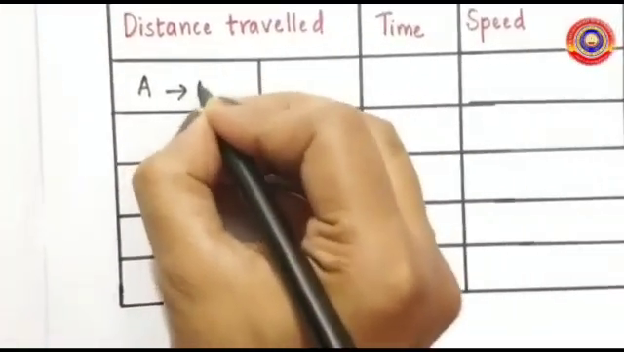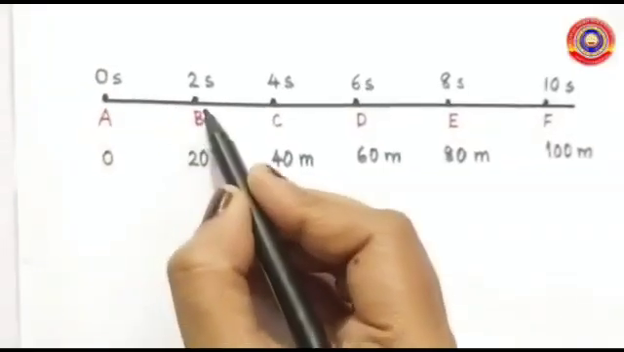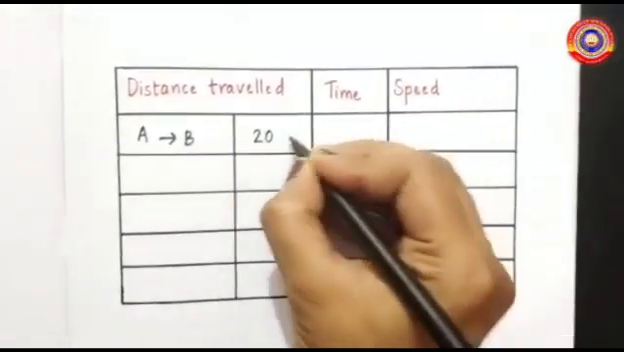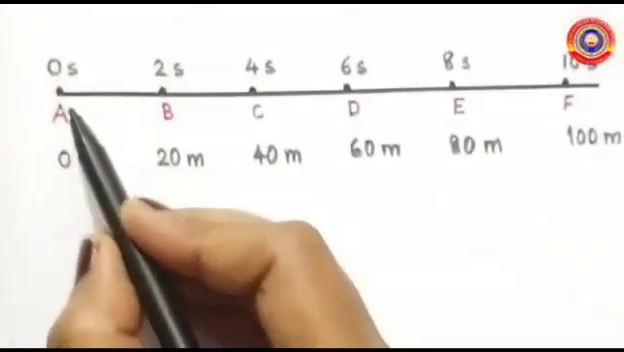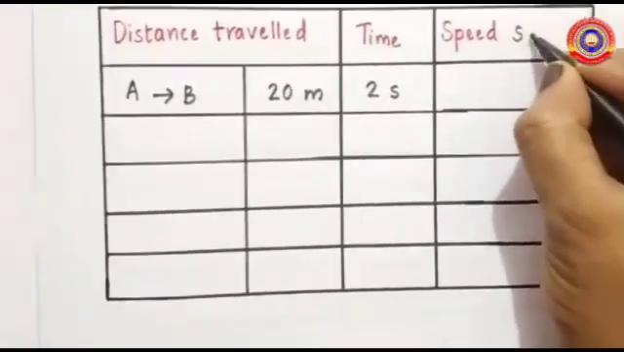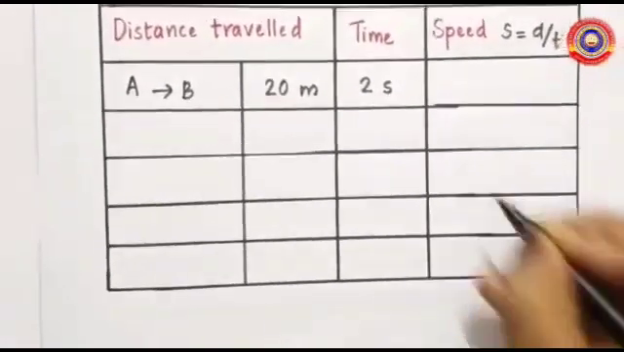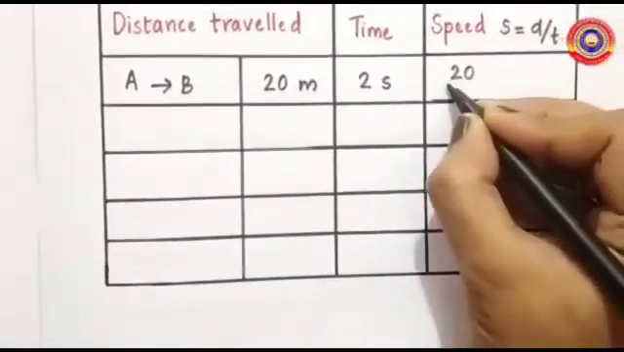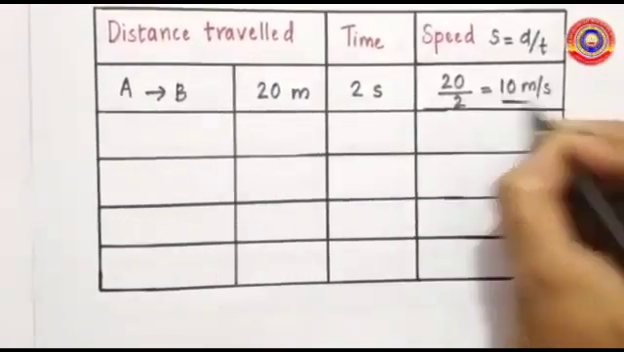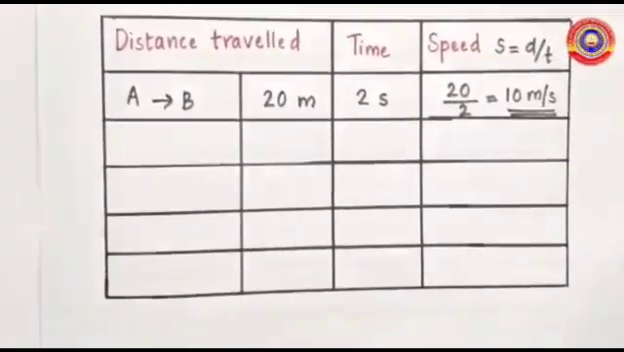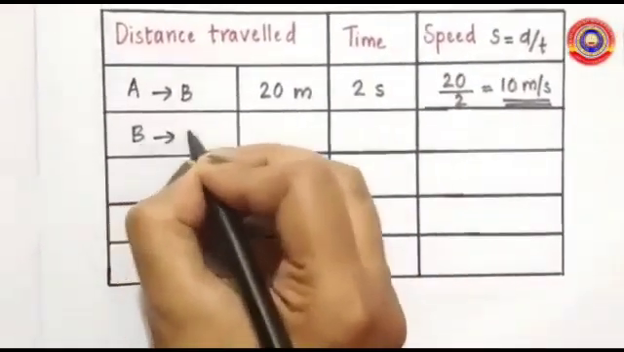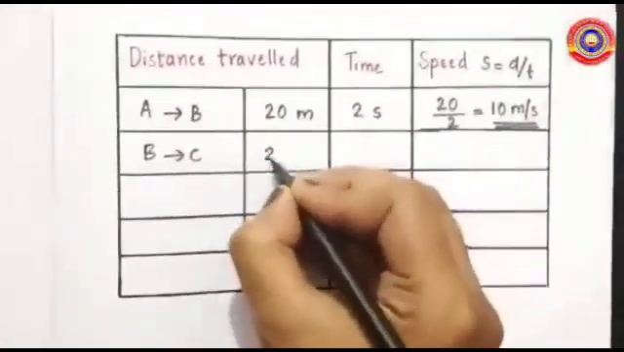From A to B, the distance covered is 20 meters, and the time taken is 2 seconds. We know speed is the distance travelled in unit time. So here the speed is 20 divided by 2, that is equal to 10 meter per second. So 10 meter per second is the speed. Similarly, we can find out the speed in every 2 seconds.